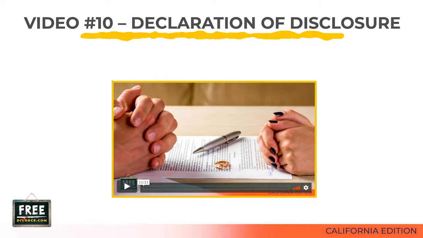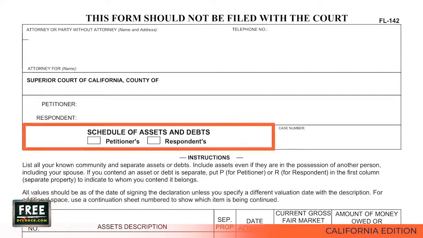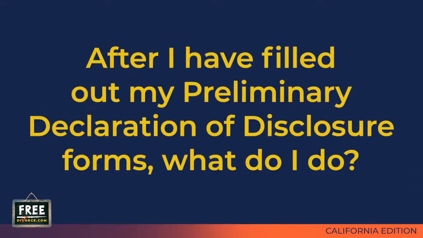In regards to your preliminary declaration of disclosure, usually it includes a schedule of assets and debts, which is FL 142. But in true default cases, you can use your completed FL-160 form as a substitute for your schedule of assets and debts. After I've filled out my preliminary declaration of disclosure forms, what do I do?